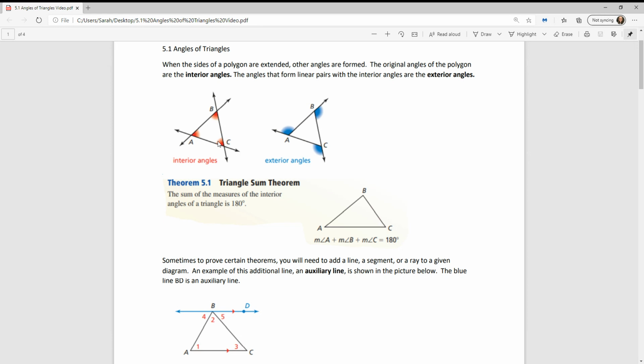One important theorem that we already used, we just didn't call it the theorem last time, is the triangle sum theorem, which says that the sum of the measures of the interior angles add up to 180. So measure of angle A plus measure of angle B plus measure of angle C equals 180. We actually used that a little bit in the last lesson. We just hadn't talked about the theorem yet.